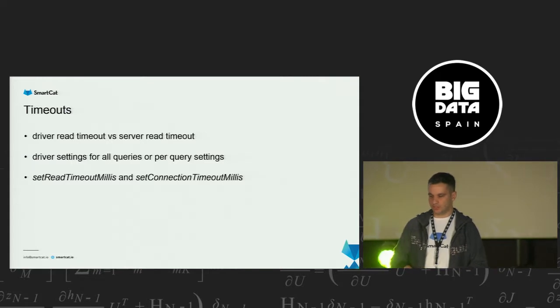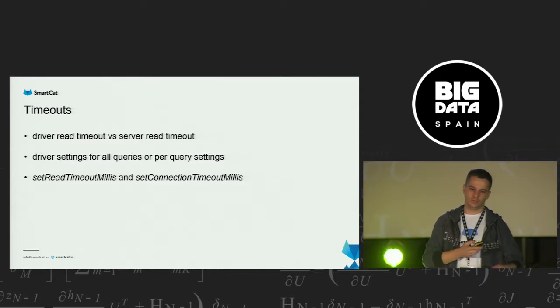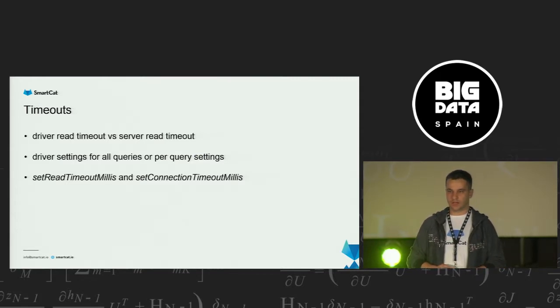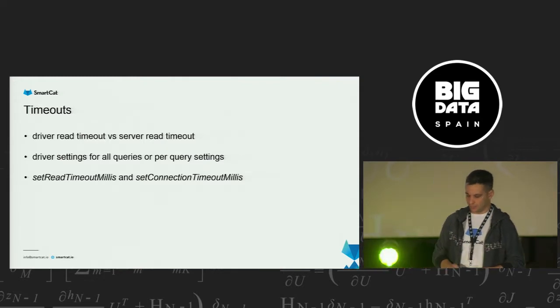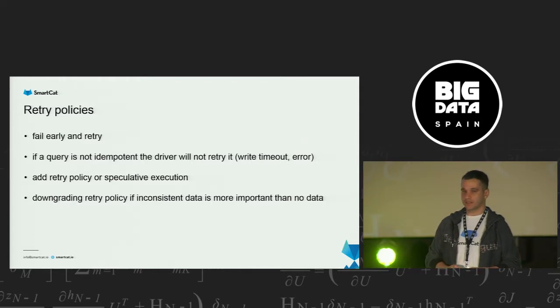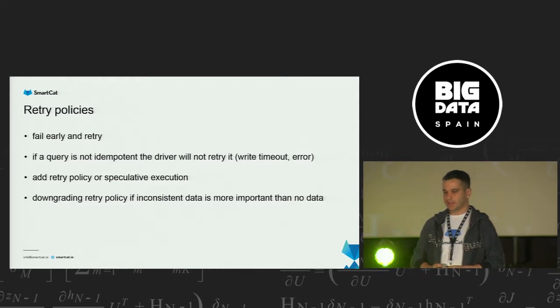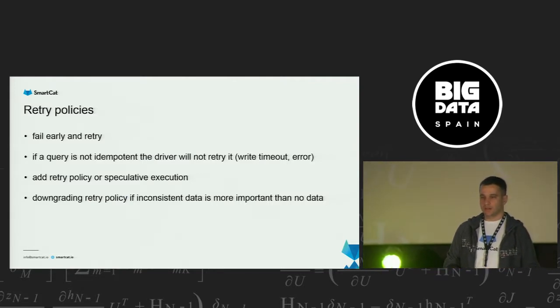The other thing which you can configure is the connection timeout. It is by default 5 seconds, but if you want to raise an exception and retry to reconnect, you can lower that down. And the last important thing for resilience is retry. Cassandra has retry policies, and in our opinion, you should fail early and retry.